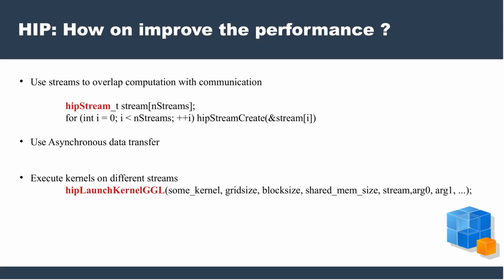Utilize streams to overlap computation with communication by creating multiple streams using hipStreamCreate. Implement asynchronous data transfer and execute kernels on different streams with hipLaunchKernelGGL. This approach enhances performance by efficiently managing resources and reducing idle time during data processing.